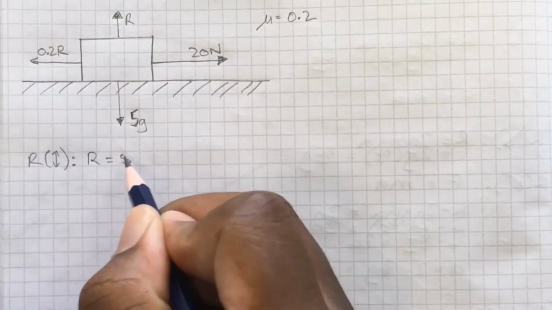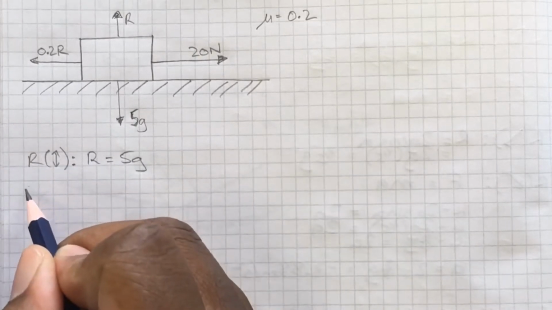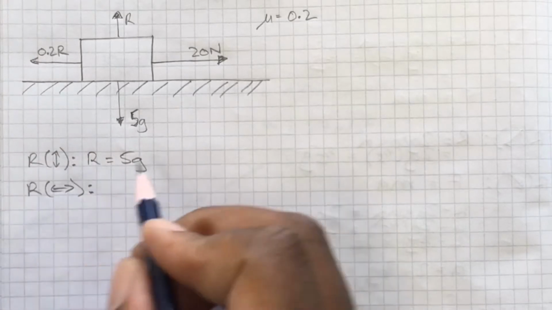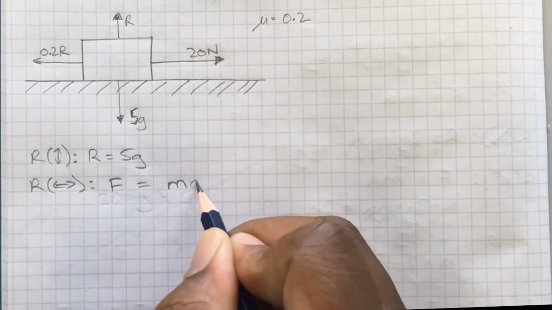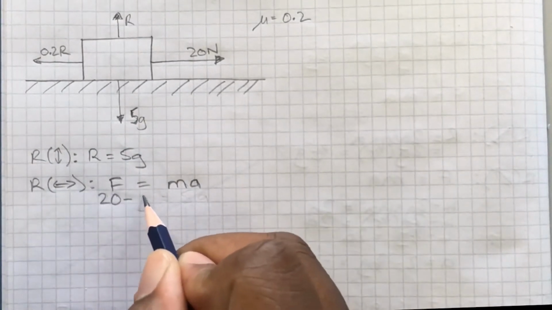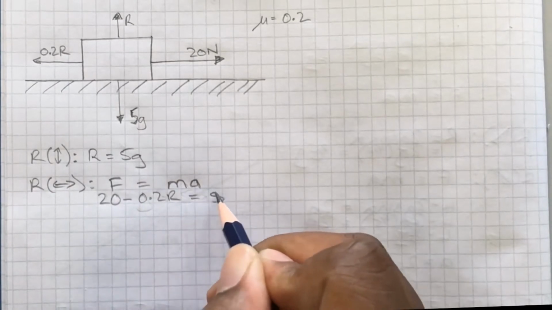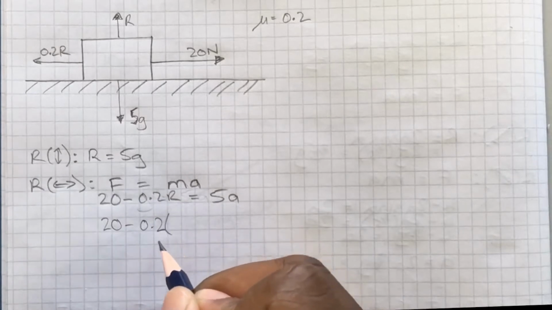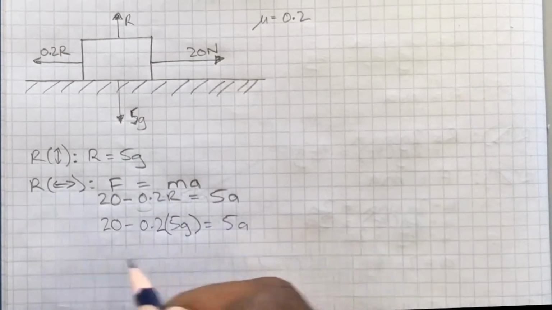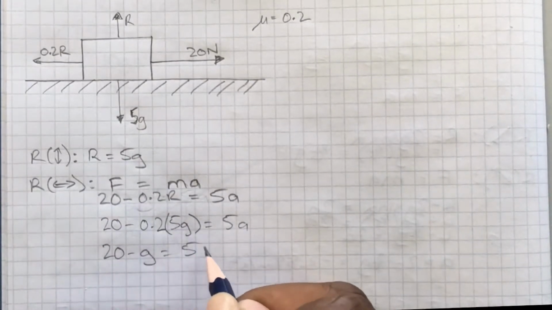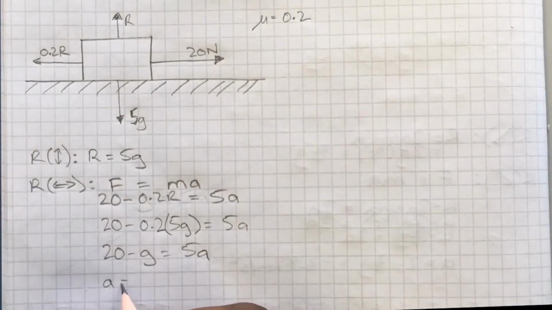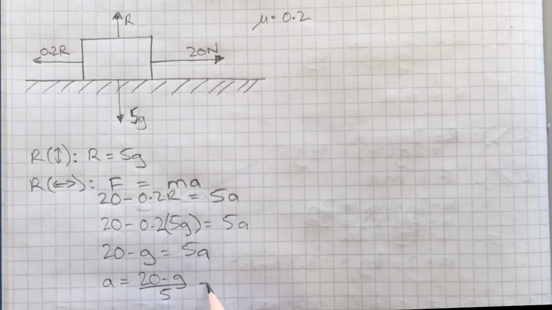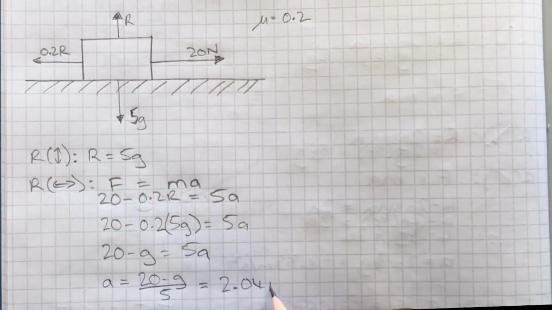Okay, let's go ahead and do some resolving. First we'll go vertically, so I know the reaction force is 5g. Now we can go horizontally, and making use of Newton's second law, F equals ma, I can say that 20 in the positive direction, subtract the friction, equals 5a, and just some rearranging from here. The acceleration is 2.04 meters per second squared.